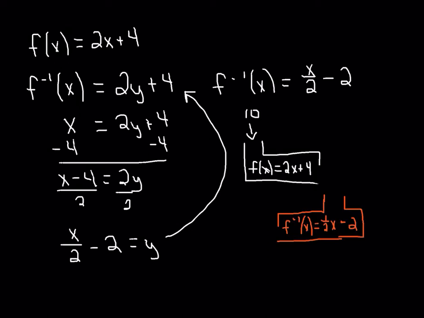So let's watch something. If I put the number 10 in here for x, put it in this machine f of x, 2 times 10 is 20, and 20 plus 4 is 24. Now, if I take it through its inverse, then it should go back to 10. So 1/2 of 24 is 12, and 12 minus 2 is 10. So the inverse undoes something. That's why we use the word undo. The inverse of a function undoes a function.